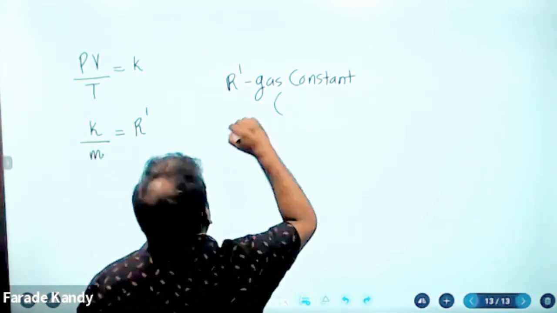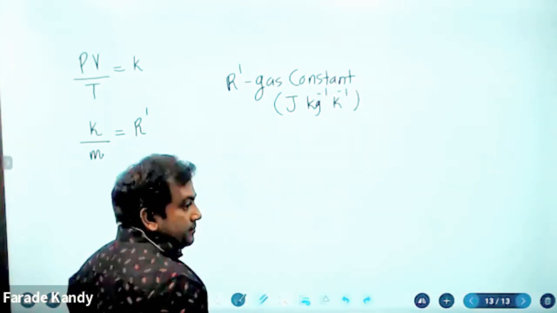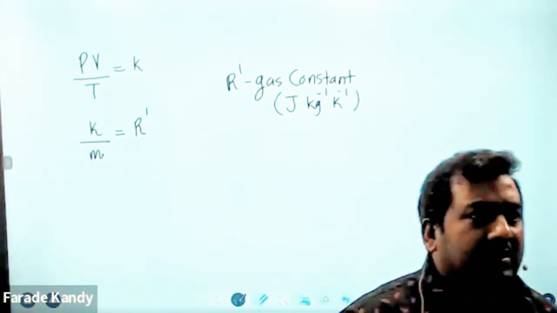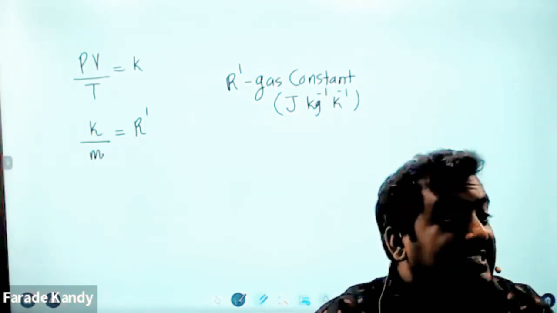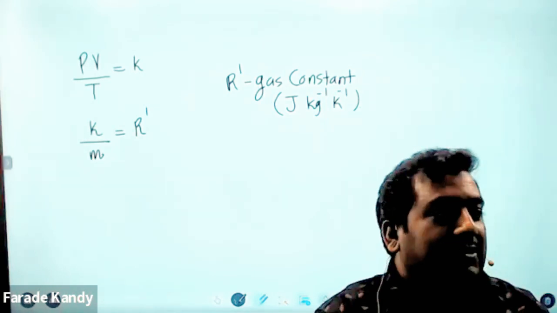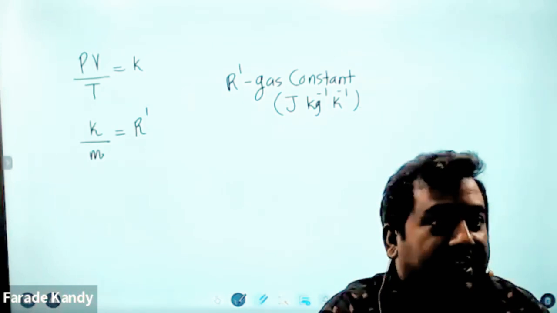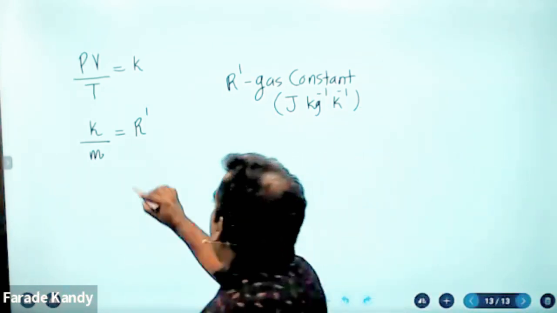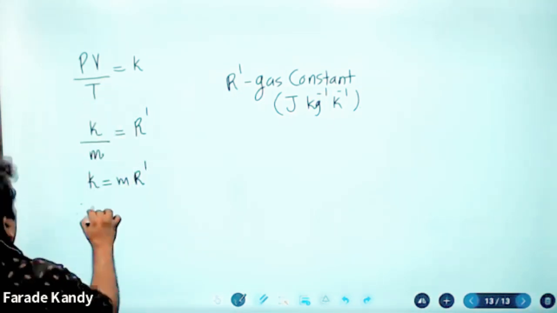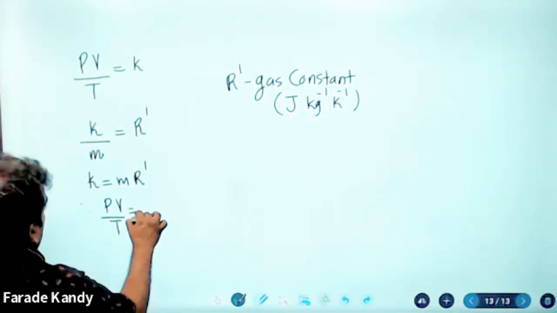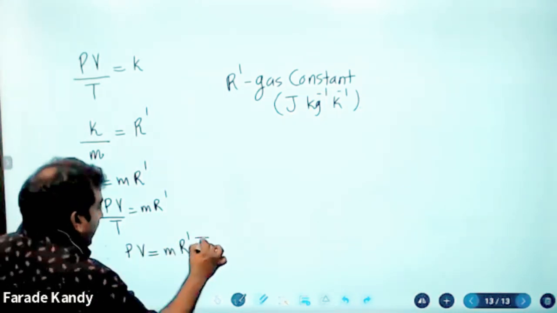Here you can write joule per kilogram per Kelvin. You might say, sir, what is gas constant? From gas to gas, the gas constant will what? Change. Universal gas constant, the word is there, universal. Any gas, same. Gas constant will change from gas to gas. Cross multiply here. K is equal to MR dash. Therefore, we have PV over T is equal to MR dash. Therefore, we have PV is equal to MR dash into T.